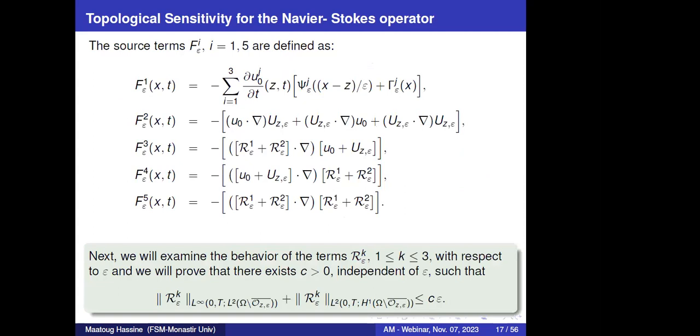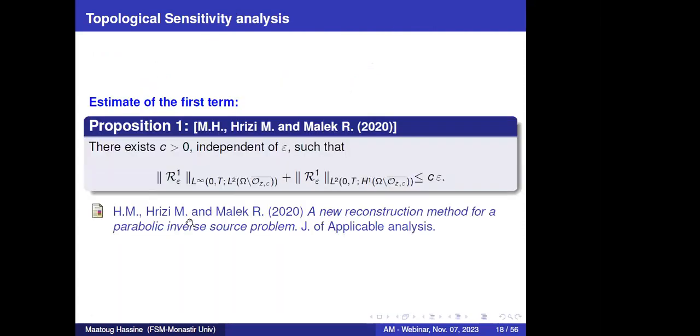After the decomposition of the velocity field variation, we will examine each term and determine the behavior of each term separately. For the first term, we will establish that there exists a positive constant C independent of epsilon, such that the L infinity(0,T; L2) plus L2(0,T; H1) norm is less than or equal to C times epsilon.